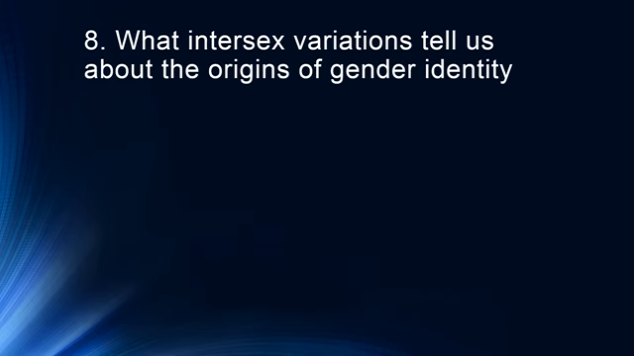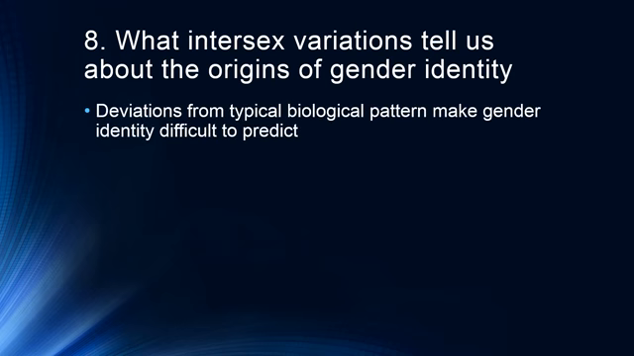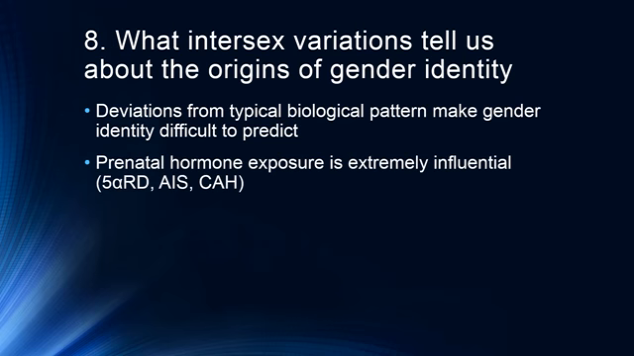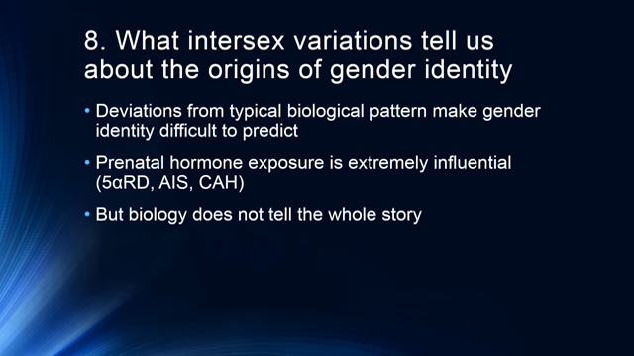So what do intersex variations tell us about the origins of gender identity? Well, deviations from the typical biological pattern make gender identity difficult to predict. And by deviation, I simply mean something that is outside of our typical pattern, not deviant. I want to make that very clear. So prenatal hormone exposure seems to be extremely influential. Think about 5-alpha reductase deficiency, androgen insensitivity syndrome, and congenital adrenal hyperplasia.